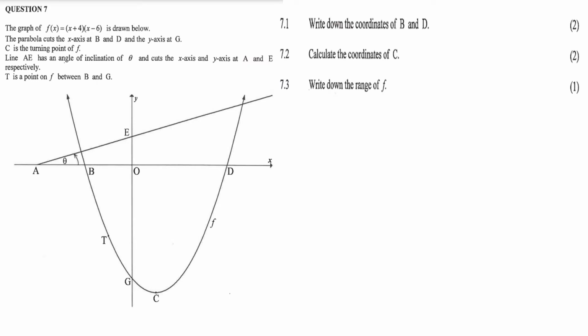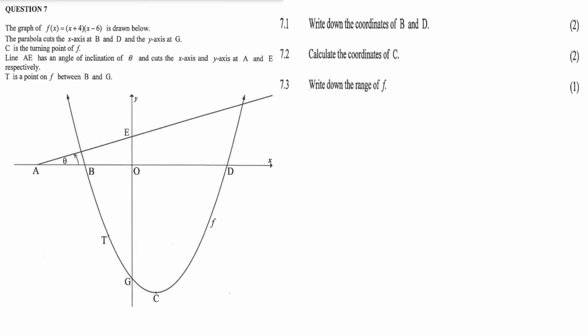All right, question 7. We're given the graph of f(x) = (x + 4)(x - 6), drawn below, and the parabola cuts the x-axis at B and D and the y-axis at G. C is the turning point of f. There's a line AE that has an angle of inclination of theta that cuts the x-axis and the y-axis at A and E respectively. T is a point on f between B and G.